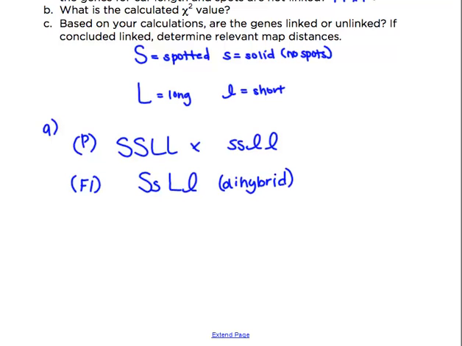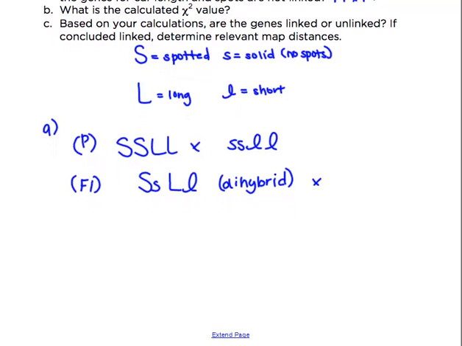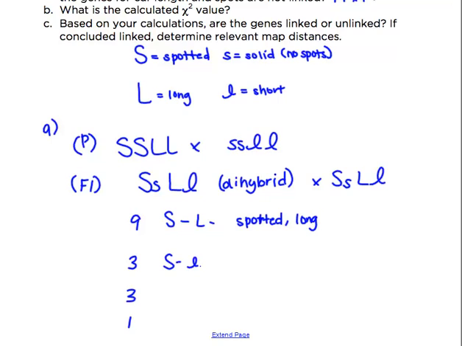Okay. Part A is asking if these genes are unlinked, what is the expected number of offspring of each phenotype? If you cross two doubly heterozygous individuals and they're unlinked, you would get a 9 to 3 to 3 to 1 ratio because that's just a dihybrid cross. Now that corresponds to big S, big L, which would be spotted with long ears, and three would be big S, little l, spotted with short ears.